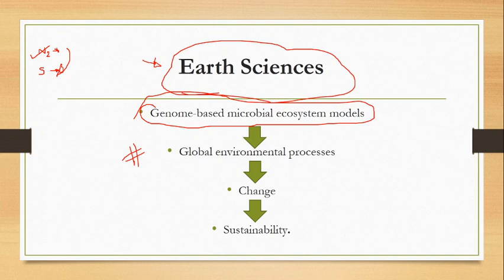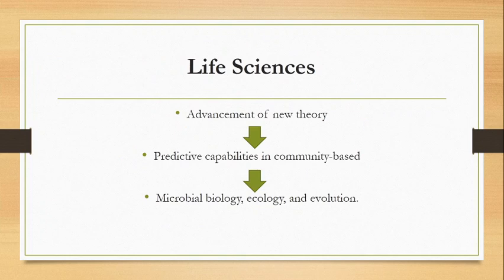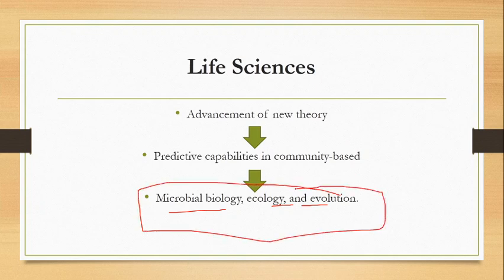Okay, now second, the role of metagenomics in life science. Life science deals with microbiology, microbial biology, ecology, evolution, right? If we only know these things about culturable microorganisms, and we go for unculturable microorganisms, we can predict the possible capabilities of those microorganisms when they are in the community, right?